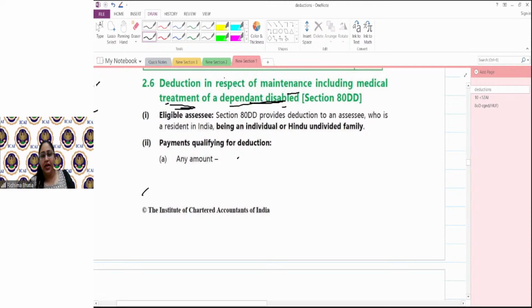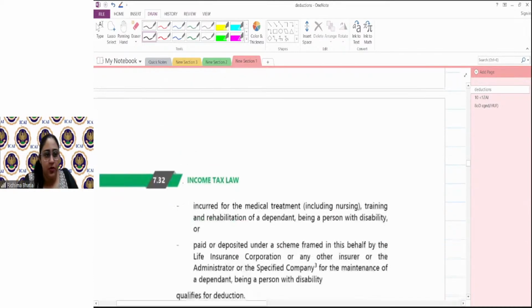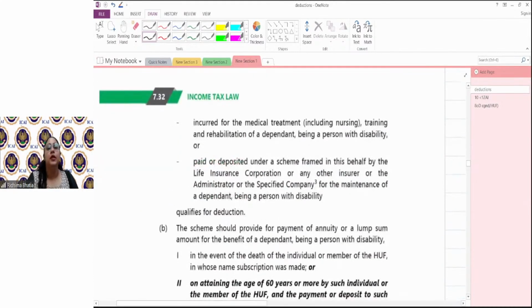First of all, the assessee here can be a resident individual and HUF, and he has to do either maintaining. Now, maintaining necessarily does not mean that you have to always spend on some or the other medical expenditure. Maintaining means that since they are dependent on you, the person is disabled, not the assessee, but the other person.